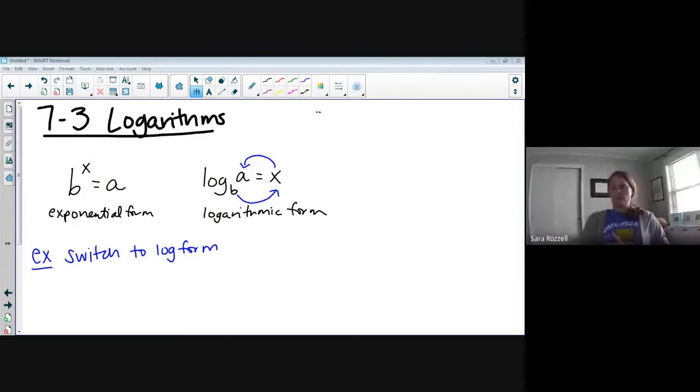All right, so I'll just say that again because I forgot to record. This is logarithm 7/3, and this is exponential form.